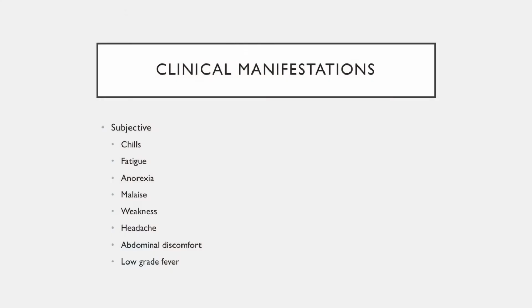Clinical manifestations of endocarditis can be nonspecific and involve multiple organ systems. Low-grade fever may occur in 90% of patients. Other nonspecific manifestations include chills, weakness, fatigue, anorexia, malaise. In subacute forms of endocarditis, manifestations are back pain, abdominal discomfort, headache, and clubbing of the fingers.